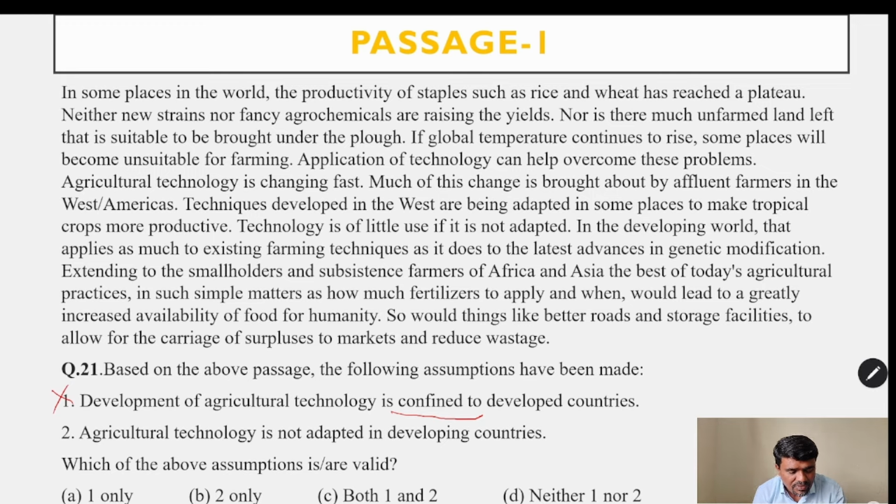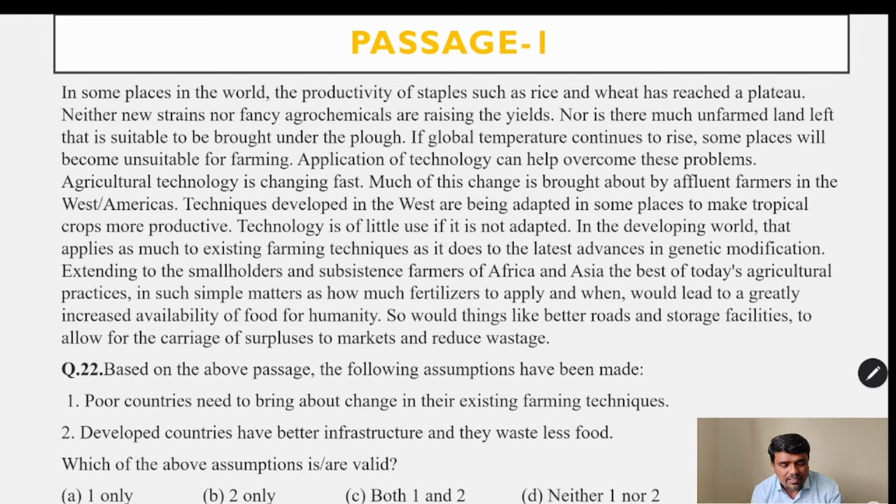Easily eliminated. Agricultural technology is not adapted in developing countries. Once again, it is an overgeneralization or extreme statement. Of course, much is adapted in developed countries, but that doesn't mean developing countries are not adapting agricultural technologies at all. No, it's not given in the passage. So both are eliminated. Neither one.